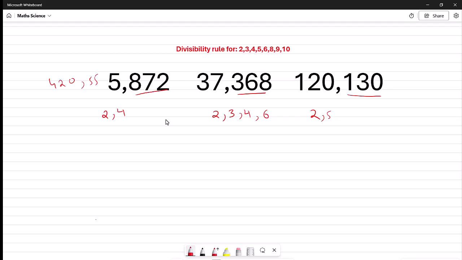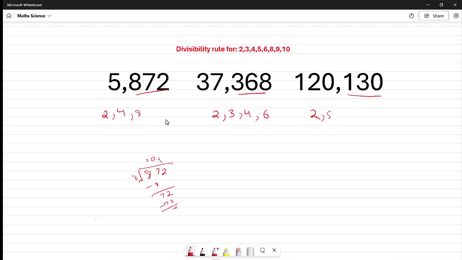So 872, let's check if the last three digits are divisible by 8. So if we divide 872 by 8, 8 times 1 is 8. We get 7 here. So we do 0 and then we get 2 here. 8 times 9 is 72. So 109. So 872 is divisible by 8. So this means 555,872 is also divisible by 8.